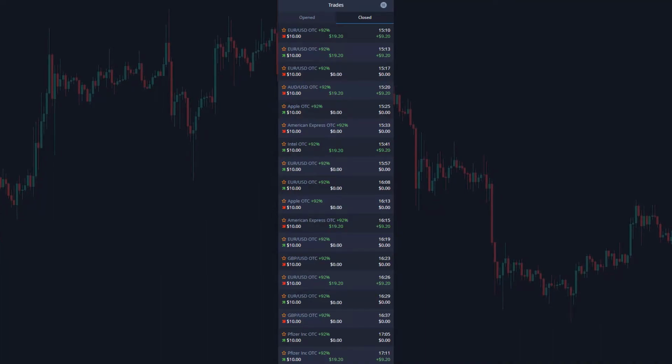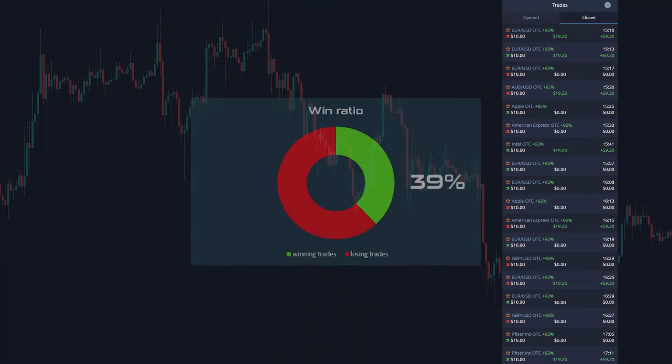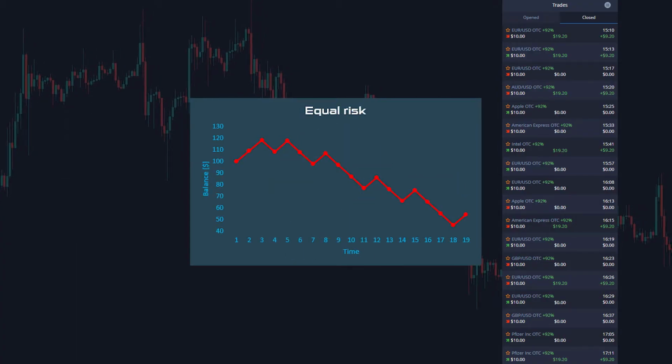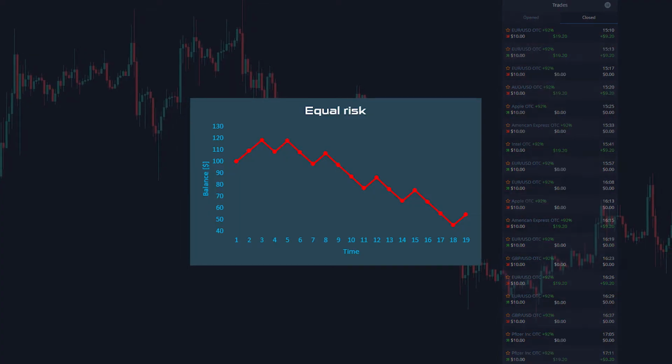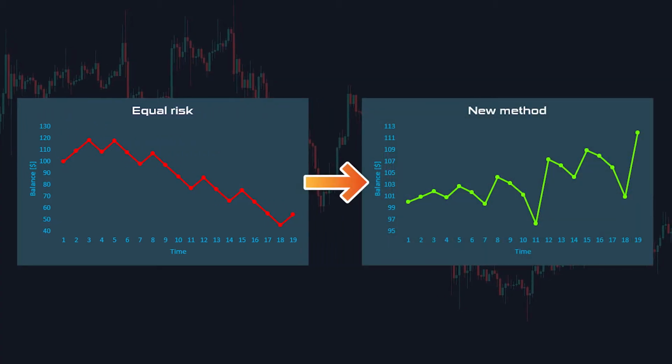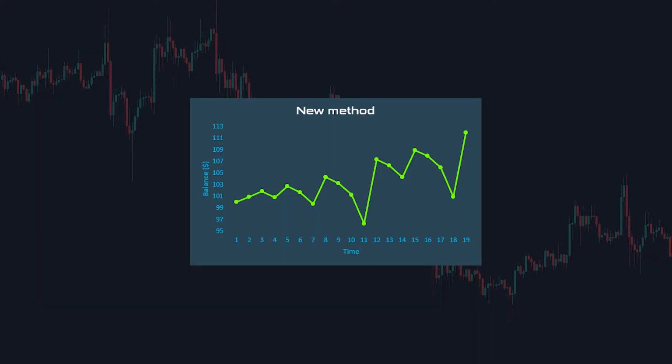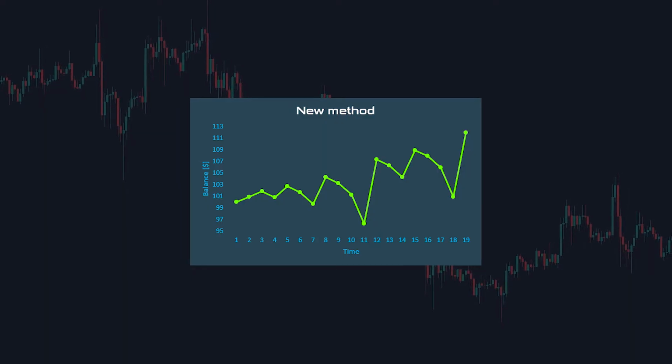If your trading history looks like this, your win ratio is low. You are constantly losing over time. Stay tuned. I will show you a method that can turn the exact same trades profitable, and your balance graph will look something like this instead. It's not magic, just basic math.